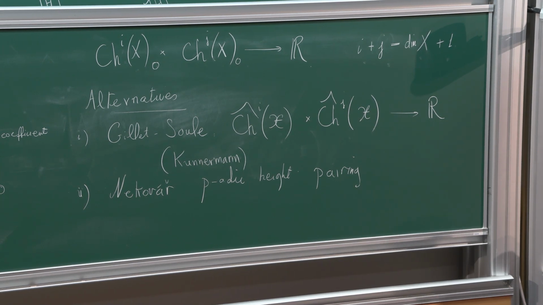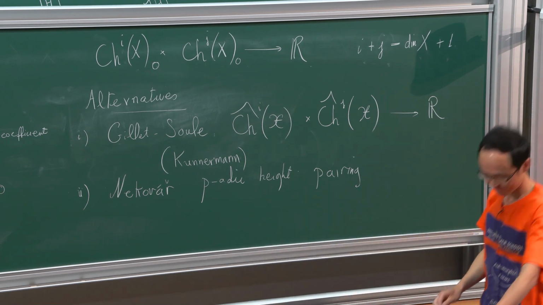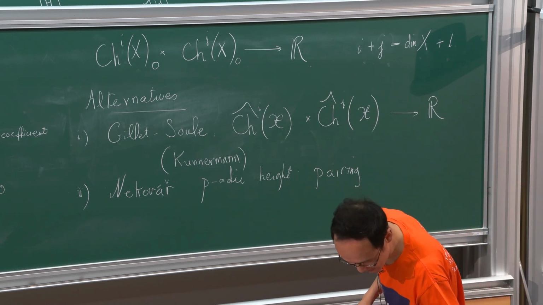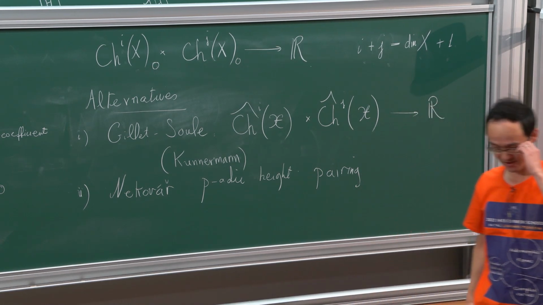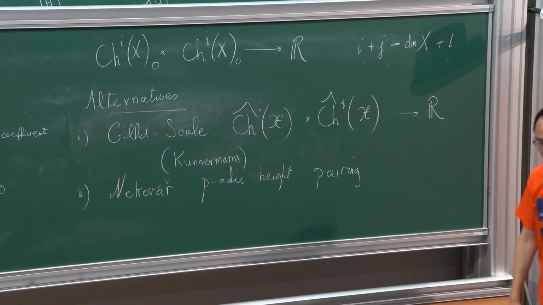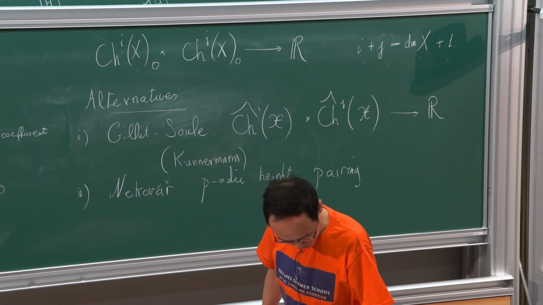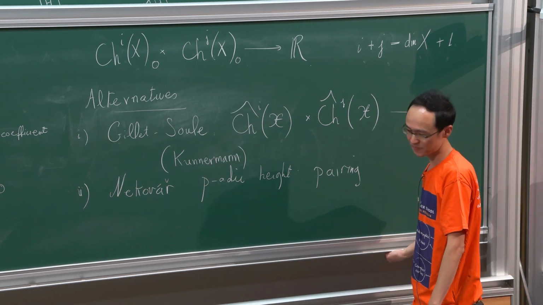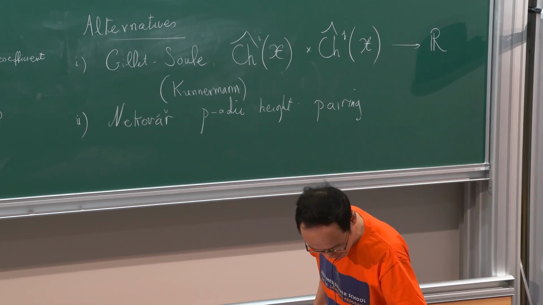So what you do concretely is really either to work with the p-adic height pairing, or to work with the Gillet-Soule version, which involves additional choices of extension of your cycle to an integral model, which might not be unique. Okay, so any questions on the height pairing? All right, so now let's go back to the high dimensional case.